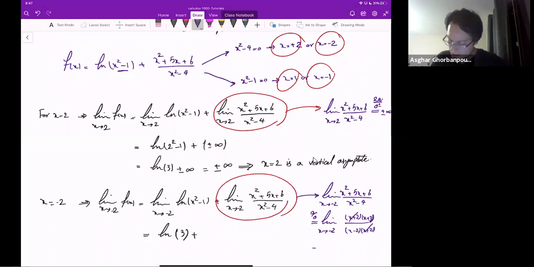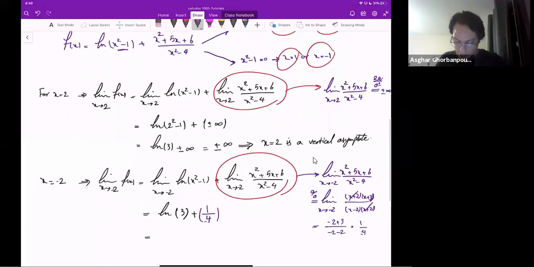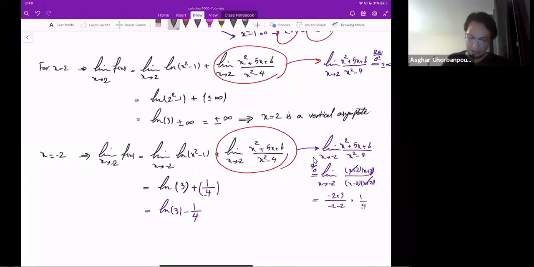These two cancel, and then the limit of x plus 3 in the numerator is negative 2 plus 3, and in the denominator negative 2 minus 2. This is 1 over negative 4. So the limit of the second part is 1 over negative 4, and that is just a number. It is not a vertical asymptote, so that is the conclusion: x equal to negative 2 is not a vertical asymptote.